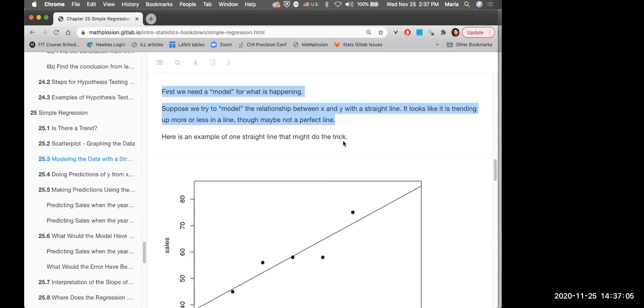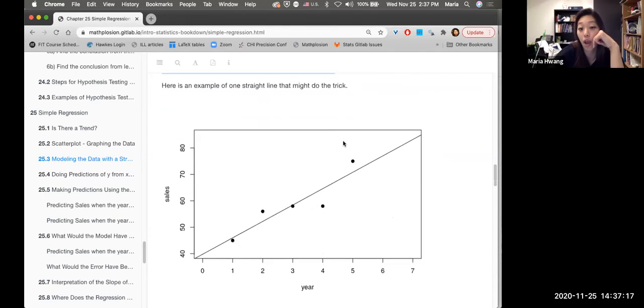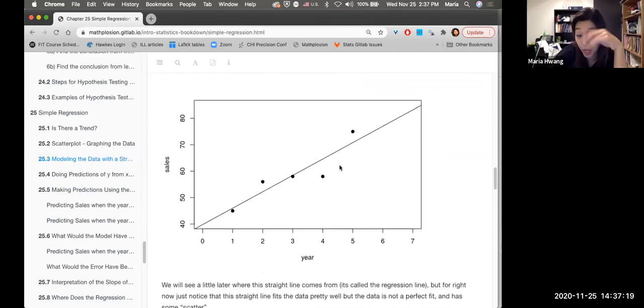First, we need a model for what is happening. Suppose we try to model the relationship between x and y with a straight line. It looks like it is trending up more or less in a line, though maybe not a perfect line. Right? Okay, so this is where regression comes in, guys.